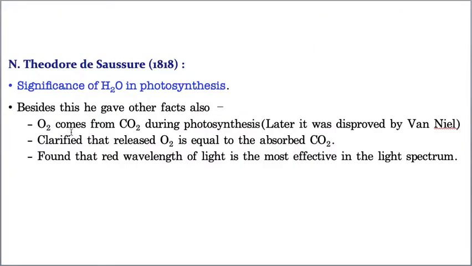Yeah, Theodore told that oxygen is coming from carbon dioxide. Later it is proved wrong by Van Neil. Van Neil is a scientist who proved this is wrong. Oxygen is not released out of carbon dioxide, it is released out of water. He also clarified that the amount of oxygen released is exactly equal to the amount of carbon dioxide it absorbed. That means the amount of oxygen released is exactly equal to the amount of carbon dioxide absorbed.